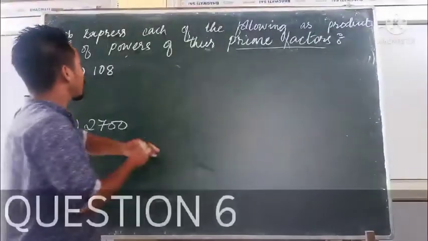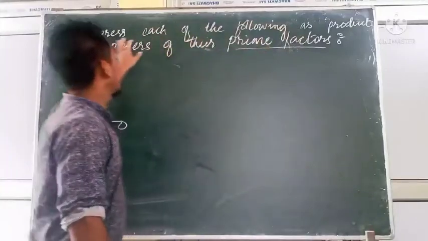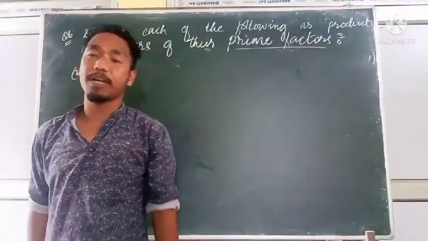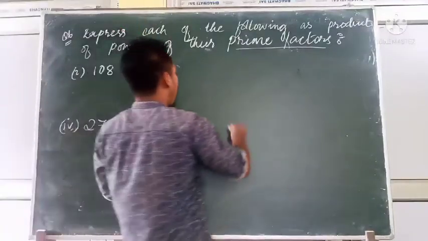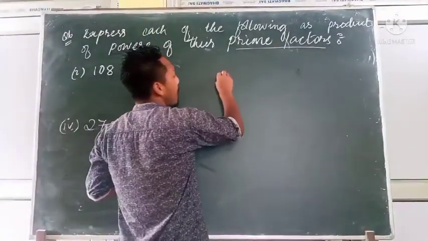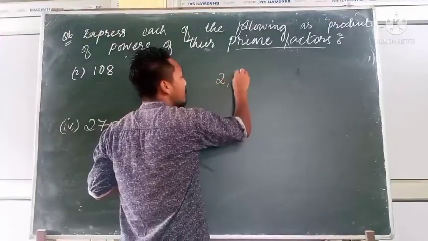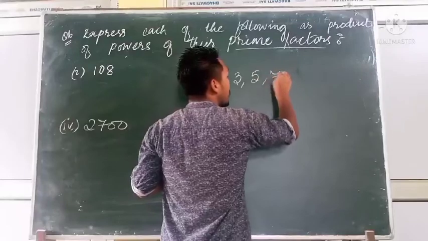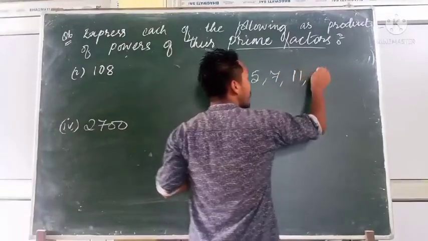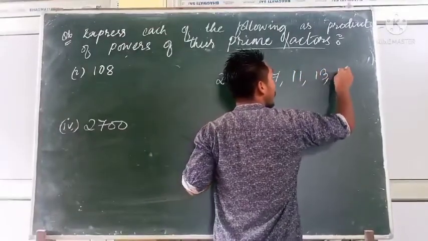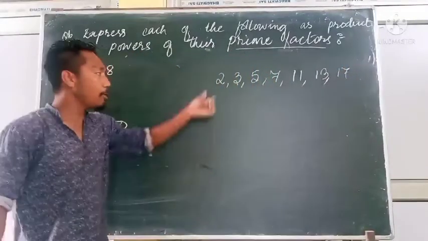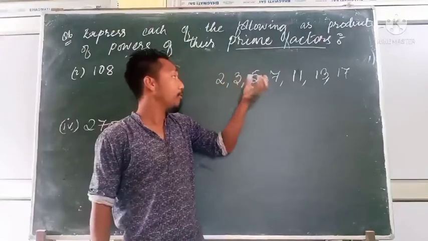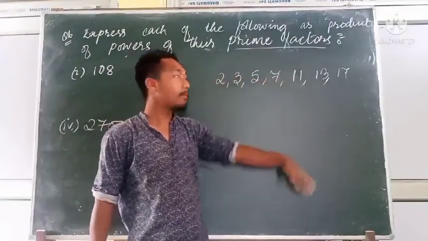Here, express each of the following as the power of the prime factors. Let's see, what is a prime factor? What are prime numbers? Prime numbers are those numbers which can be divided only by 1 and itself. For example, 2, 3, 5, 7, 11, 13, 17. These are some prime numbers which can be divided by itself and by 1 only.